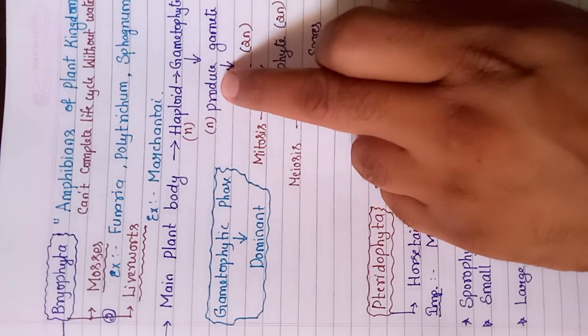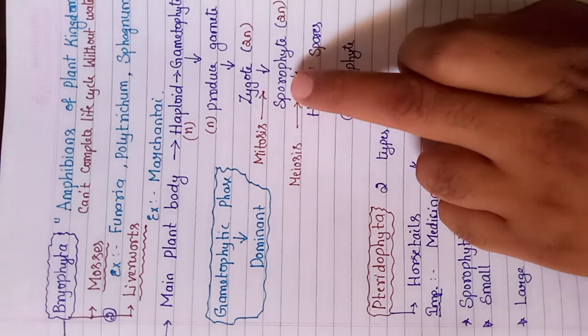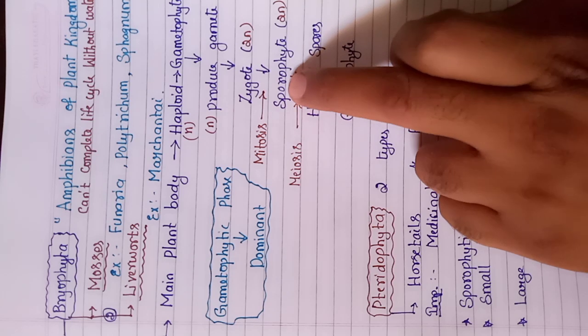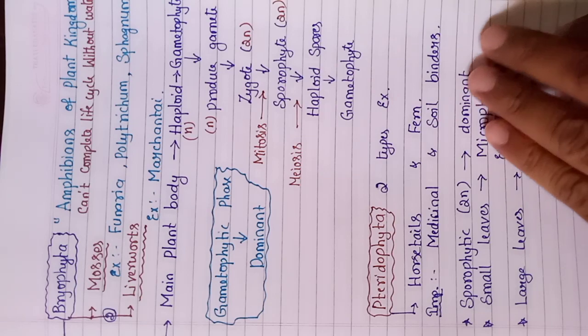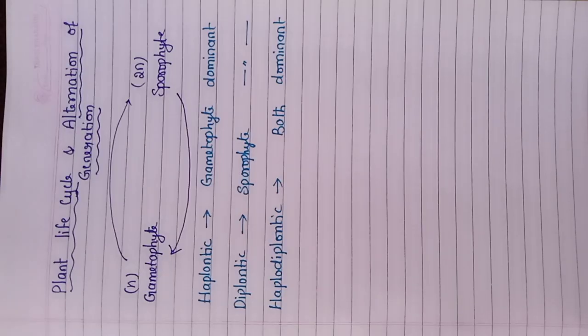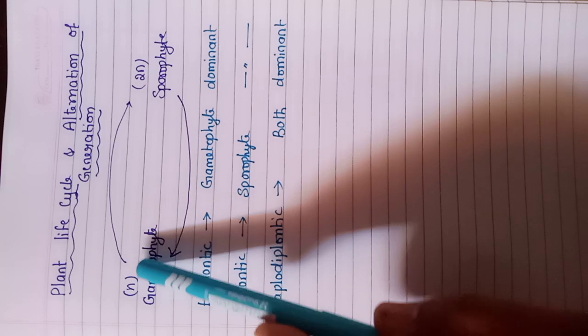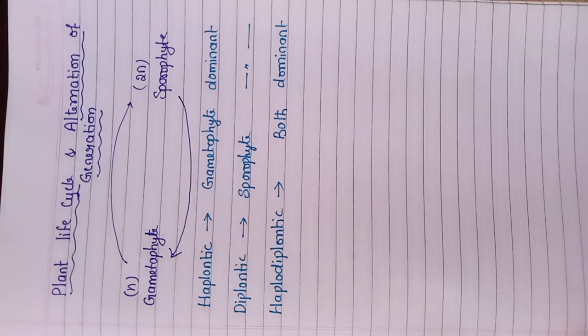Gametophytes are haploid. They produce haploid gametes. These gametes fuse to form a zygote. The zygote develops into a diploid sporophyte. The sporophyte produces haploid spores, and haploid spores produce the haploid gametophyte. That is called plant life cycle or alternation of generations. So alternation of generations means that in the plant life cycle, gametophytes convert to sporophyte and sporophyte develops into gametophyte. This continuously takes place.